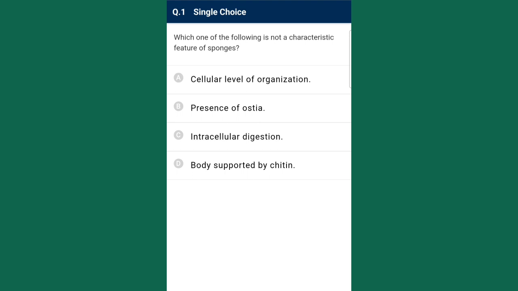Botany followed by zoology. From zoology section A, we are going to discuss 35 questions with detailed solutions. The first question: Which one of the following is not a characteristic feature of sponges? The sponges possess an endoskeleton in the form of calcareous spicules, siliceous spicules and spongin fibers. So the answer is option D. Body is supported by chitin, that is not a characteristic feature of sponges.